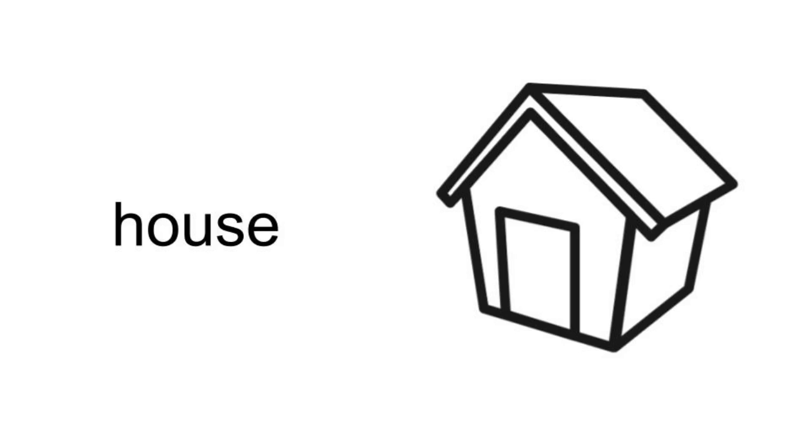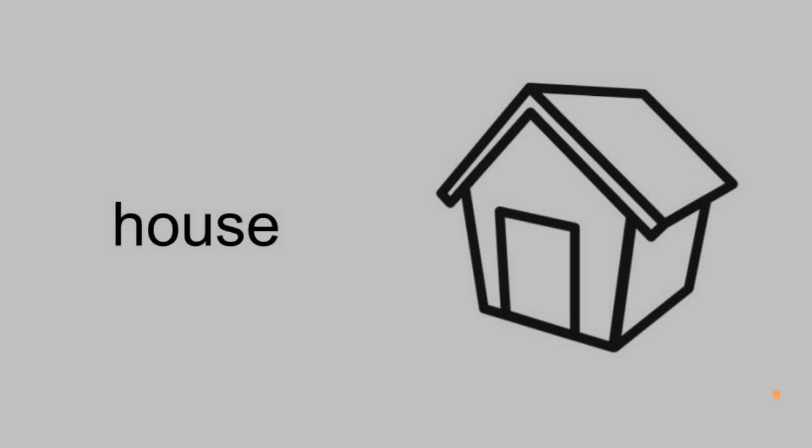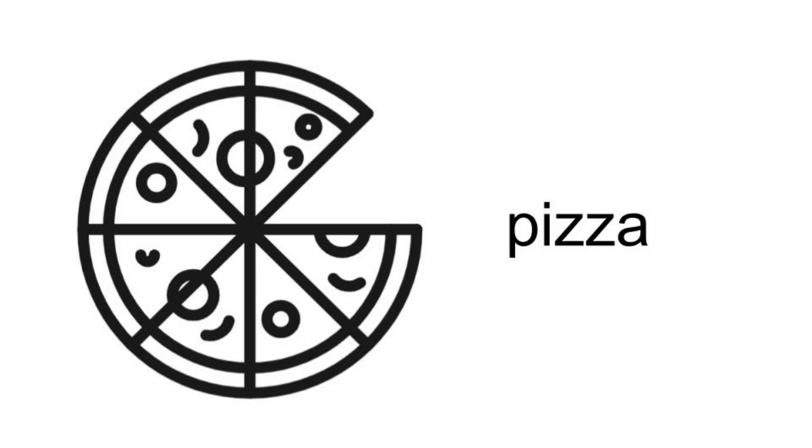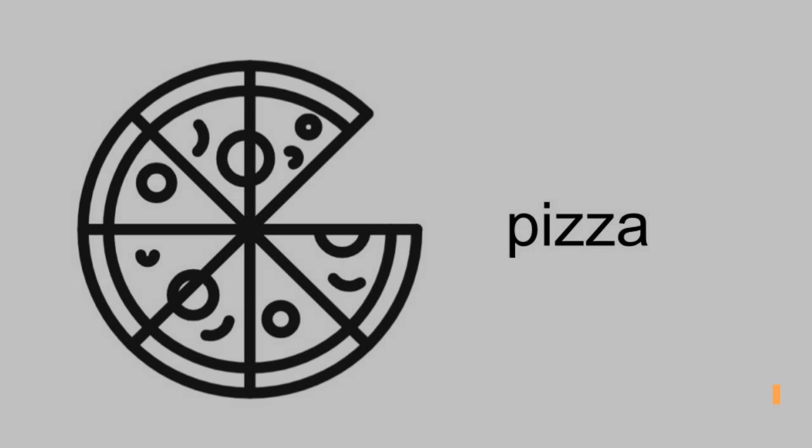The next noun is house. Pause the video and think of as many adjectives for the word house as you can. The third word is pizza. There are a lot of great words to describe pizza, so pause the video now and say as many as you can.